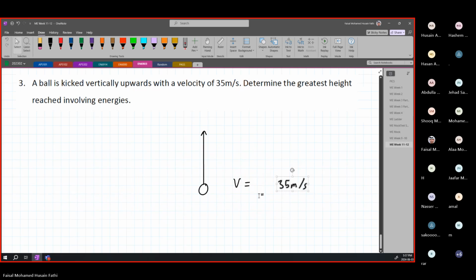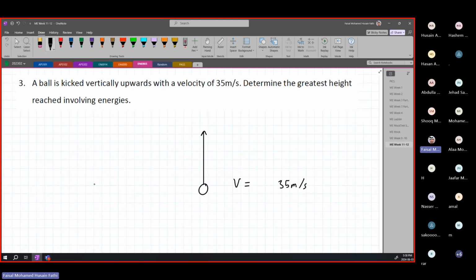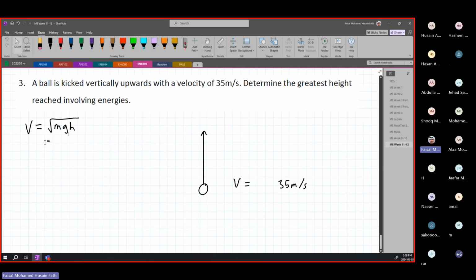So first, you can just apply one equation to find it, which is going to be v equal to the square root of mgh. You put your velocity here and solve it. But if you notice, you do not have your mass. So you cannot actually find it using this equation. So how do you do this actually? Very simple. The same exact concept I was speaking about earlier.